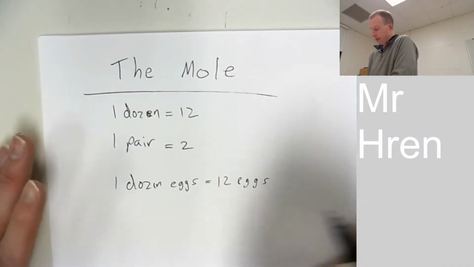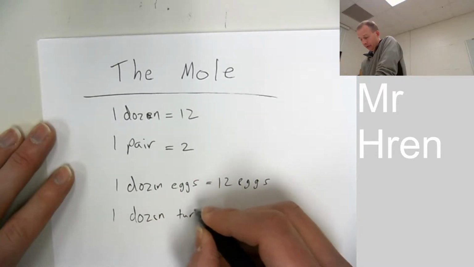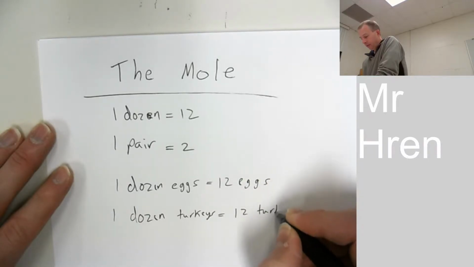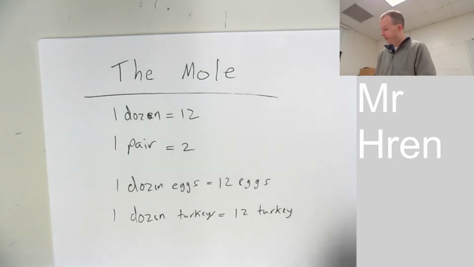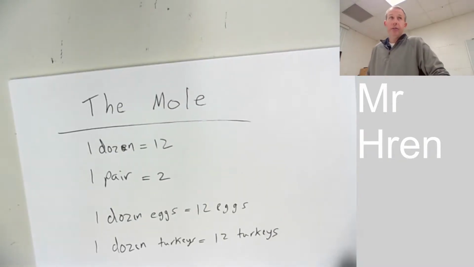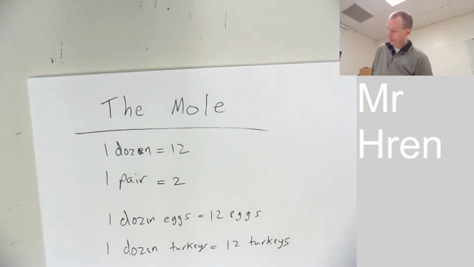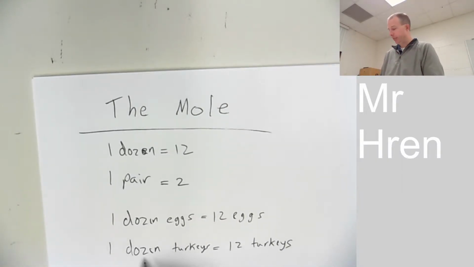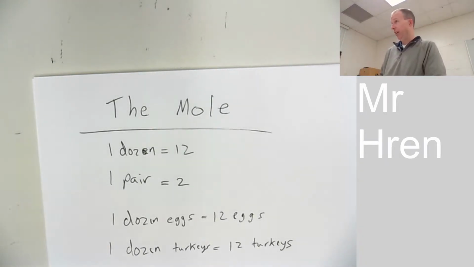We get that. At the same time, you could have 1 dozen turkeys, because who doesn't want a dozen turkeys? And that will also equal 12 turkeys. You can have a dozen morons, then you'll have 12 morons. It's all the same, right? It's all relative. The basic idea is that a dozen can represent anything. It can represent any quantity that you might have. You can have a dozen computers, a dozen eggs, a dozen whatever.